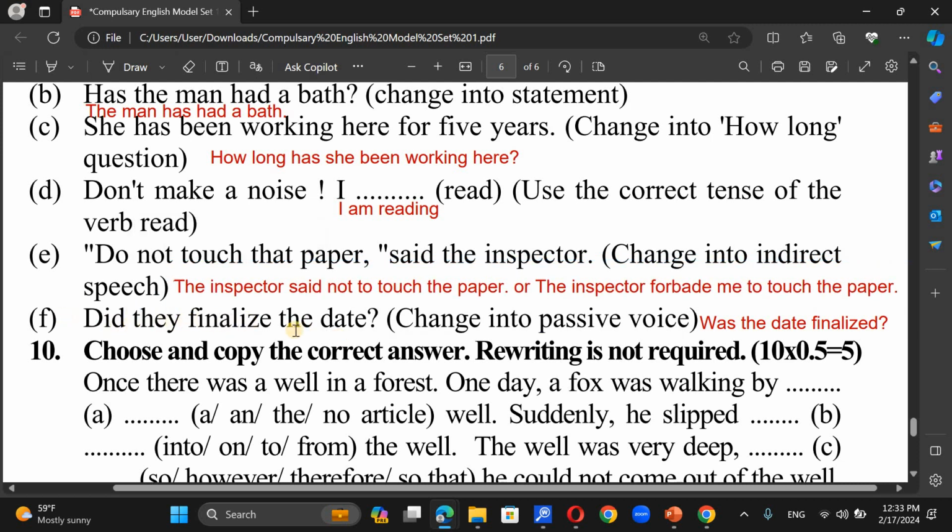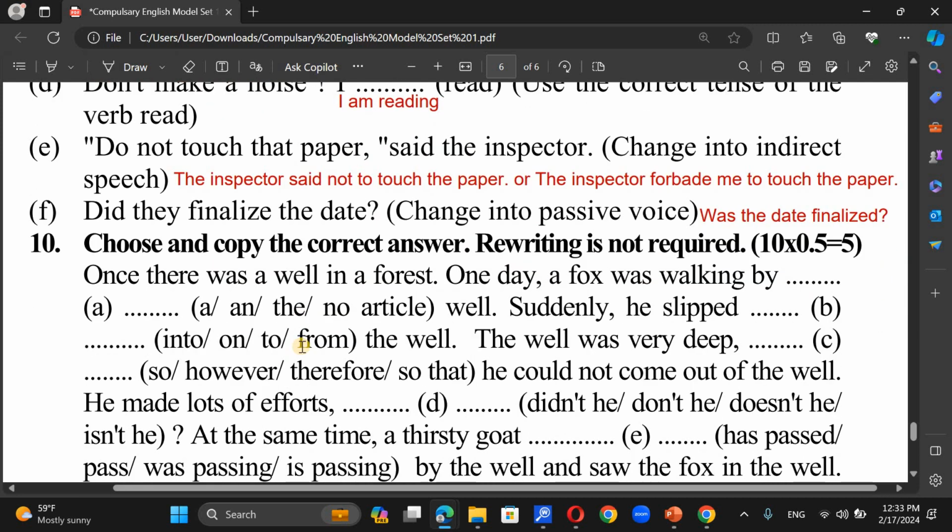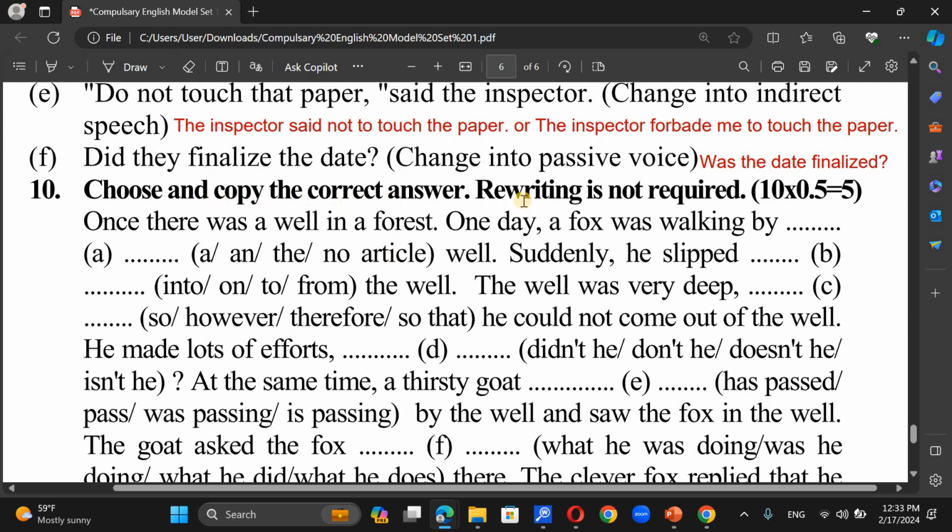Next, did they finalize the date? What is the date? This is verb to past tense, so we have to bring in the was verb first. Was the date finalized? Now, dear students, choose the correct answer. Choose and copy the correct answer. Writing is not required, just choose and copy the correct one.